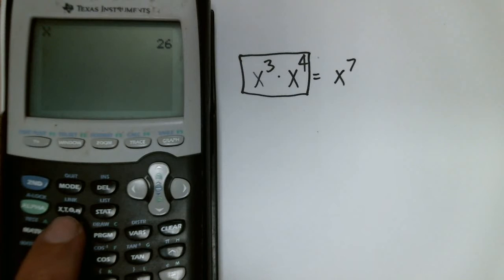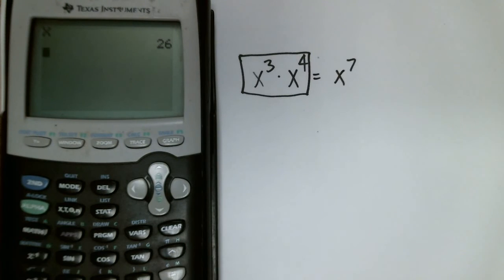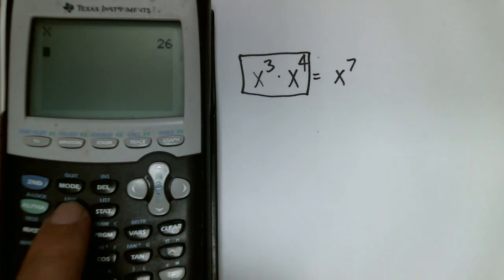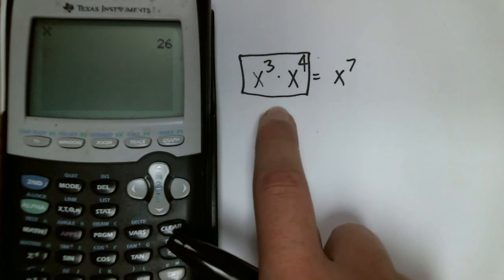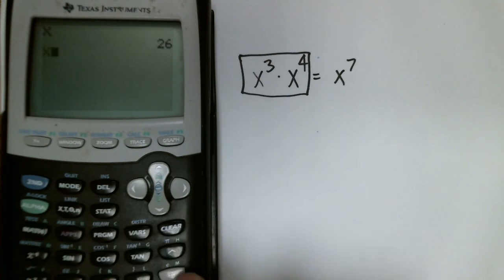Now X, there is an X button right here. X is the only one. You don't have to press alpha X. I can just press the X button here. So I'm literally going to type in the original problem exactly the way I see it. So I'm going to type in X. Now this caret button is the exponent raised to the third. All right, and then I'm going to press another X raised to the fourth.